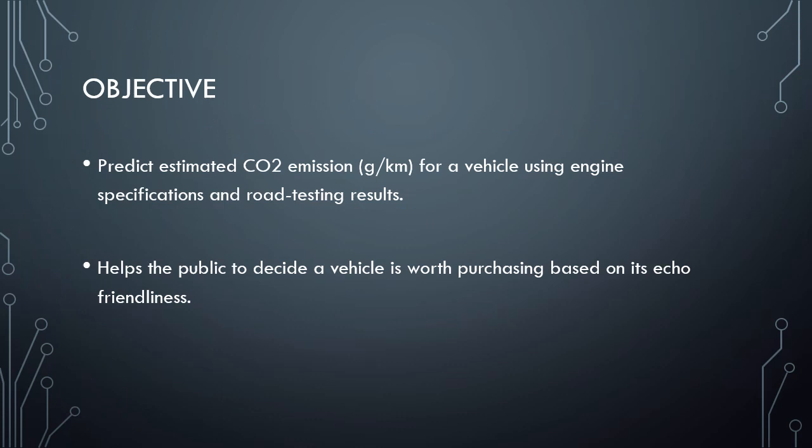First off, let me talk about our objective for this project. Our goal is to train a model so it can predict estimated CO2 emission for a vehicle given its engine specifications and road test results. With this trained model, we expect that our predictor can help the public to determine if it is worth purchasing a vehicle or not in terms of eco-friendliness, considering the impact caused by its potential CO2 emission.